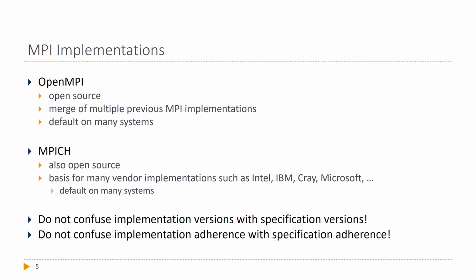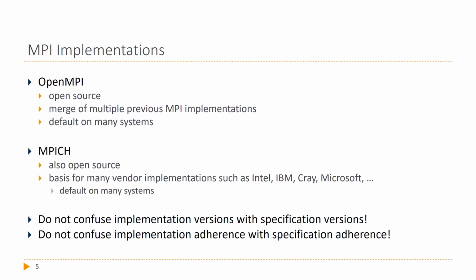Now, it's important to notice that there's a difference between MPI in terms of its specification and possible implementations. So there are several implementations to choose from. I put one of the most important and most original ones up there, which is OpenMPI and MPICH. They're both open source. OpenMPI is the merge of multiple previous MPI implementations that try to pool their efforts, and it's the default on many systems.